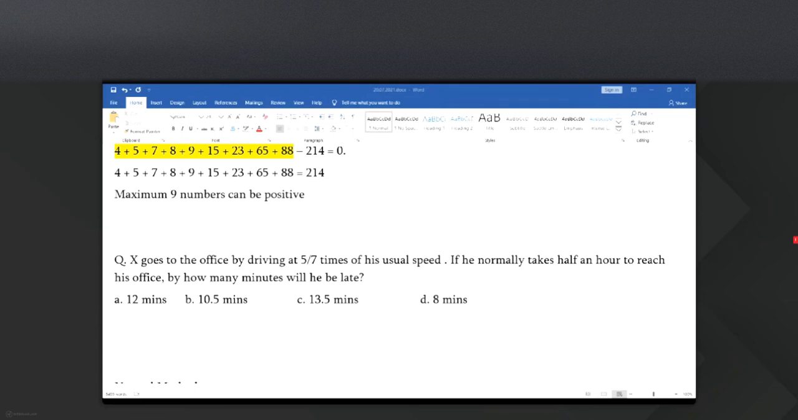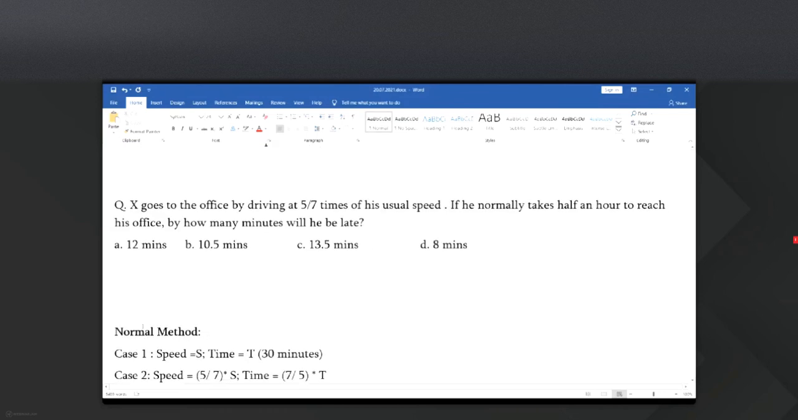Right. So for this one, X goes to office by driving at 5 by 7th of the usual speed. If he normally takes half an hour to reach his office, by how many minutes will he be late?